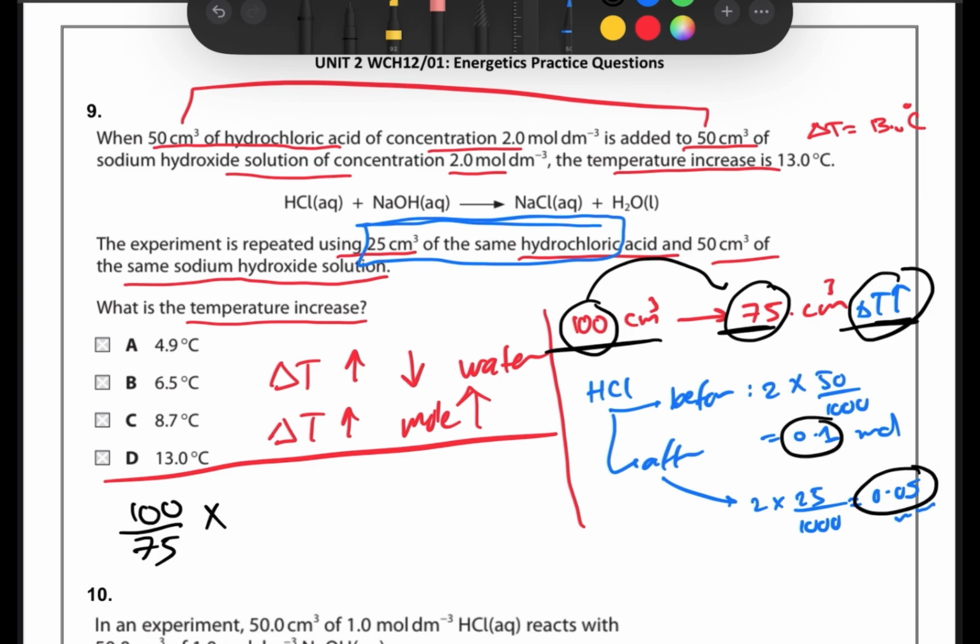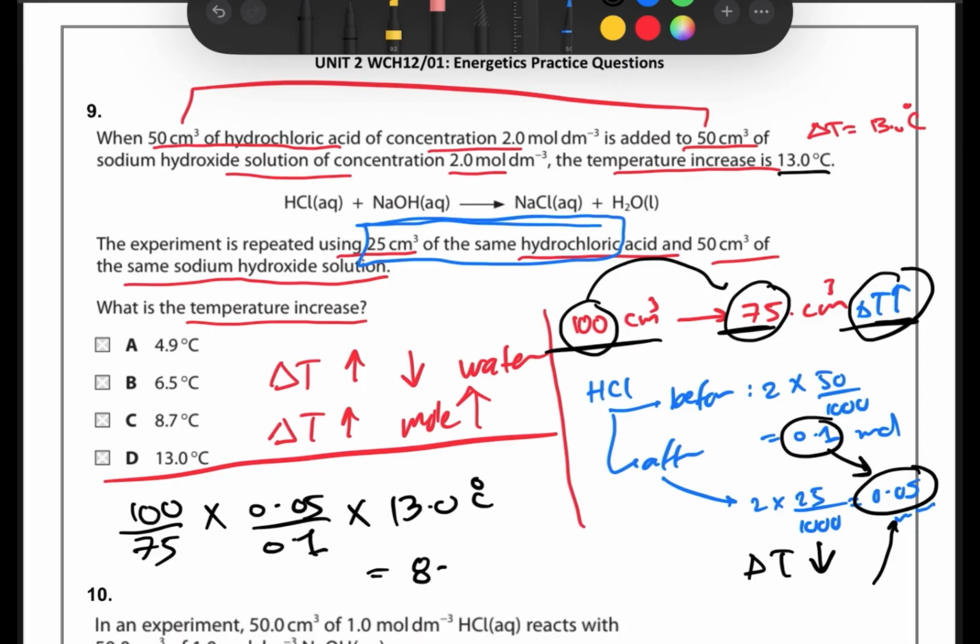We have two moles, it was 0.1 and now it's 0.05. So the delta T will decrease, so we take the smaller value over the higher value. So it's 0.05 over 0.1. And then we multiply by 13 degrees Celsius. Now, if you apply that in your calculator, you will end up with 8.67. So this is the change in temperature, C.